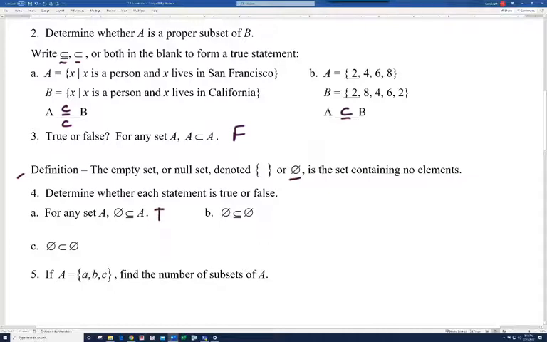In other words, there's no element in the empty set that's not in A, and so we can say that the empty set is a subset of A.